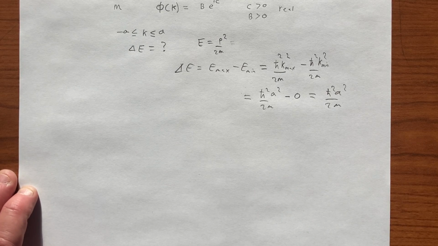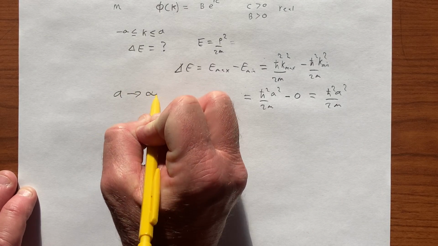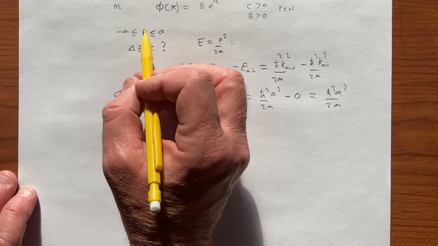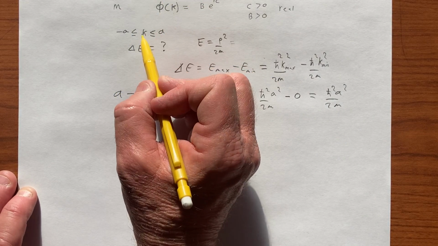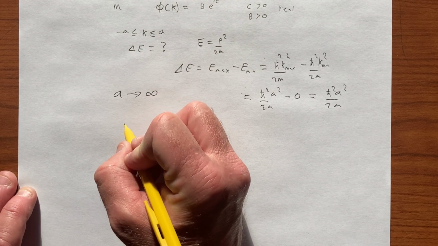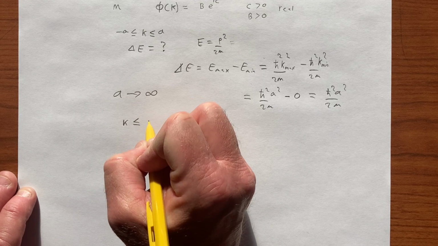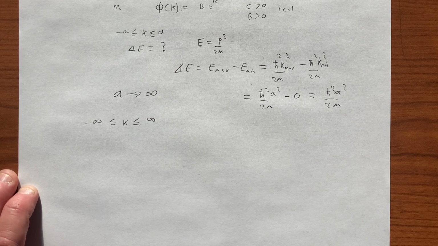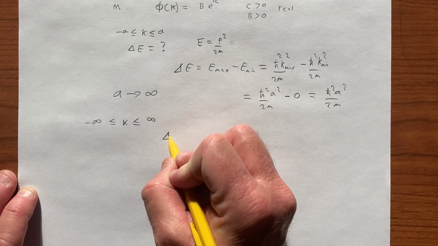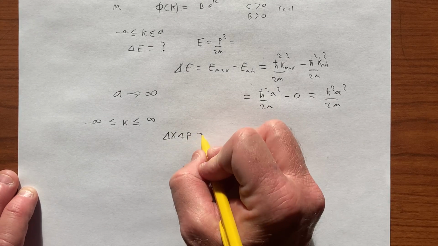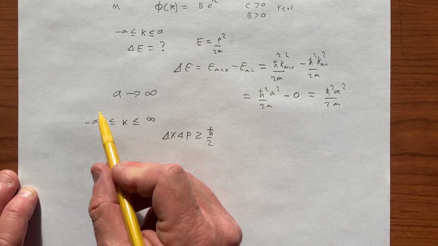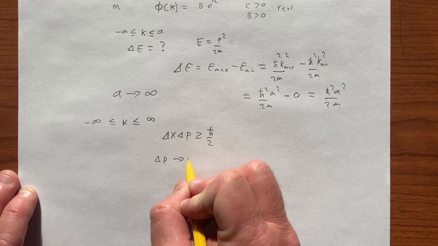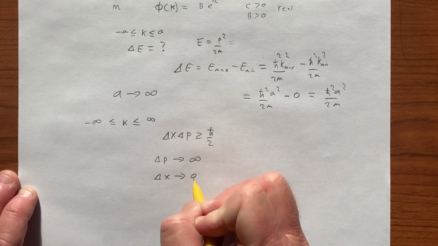Let's think about what happens if we make a go to infinity. So now we still have that this is the weight, but now k satisfies that relationship. We have to go through the mathematics to figure this out. Well, all we have to recognize is that there's an uncertainty relation between position and momentum, and this tells us that we've made delta p go to infinity, so delta x has to go to 0.